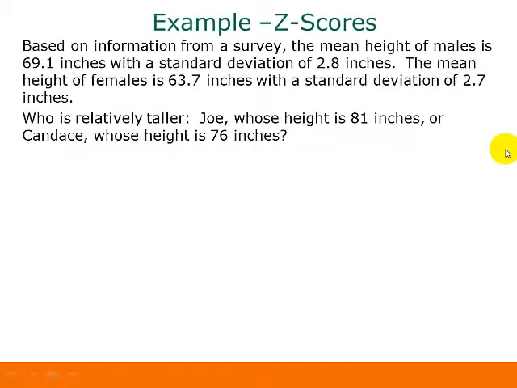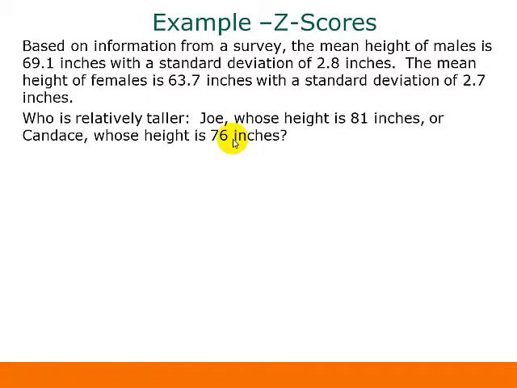Let's do an example. So based on information from a survey, the mean height of males is 69.1 inches with a standard deviation of 2.8 inches. The mean height of females is 63.7 inches with a standard deviation of 2.7 inches. So who is relatively taller? Joe, whose height is 81 inches, or Candace, whose height is 76 inches? In other words, if we're comparing Joe just to the male population and Candace just to the female population, who would be relatively taller in relationship to their own population?